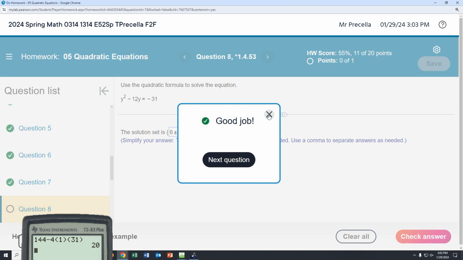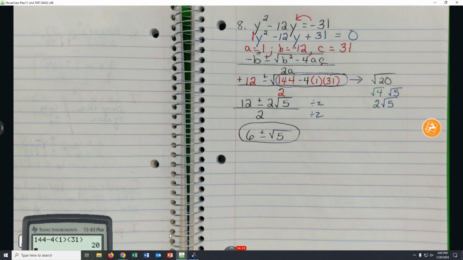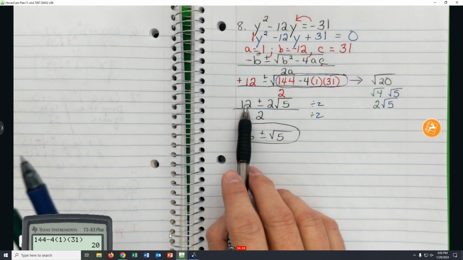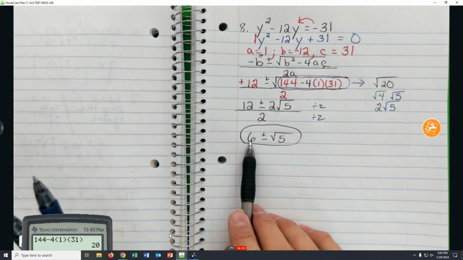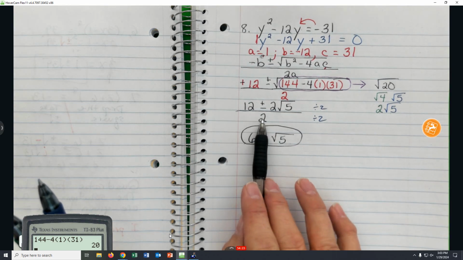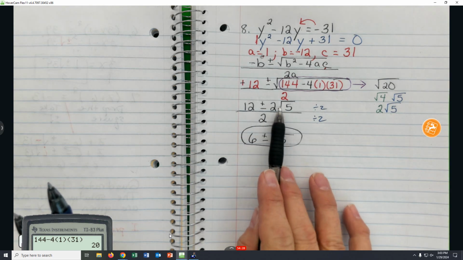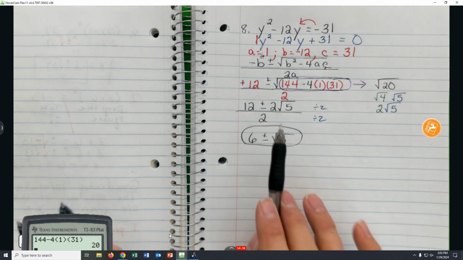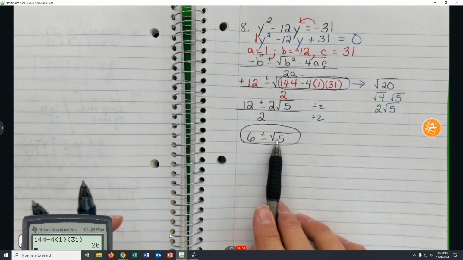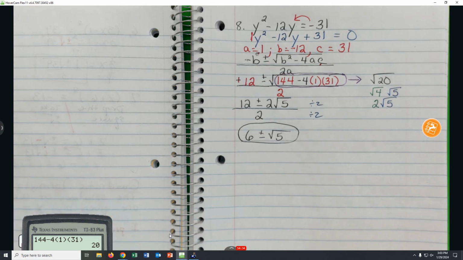Now I said if there were an i, you split it up. Well, if we had split it up, would we have gotten the same answer? 12 over 2 is 6. 2 square root of 5 over 2 is just square root of 5. So you would have gotten the same answer. Okay?